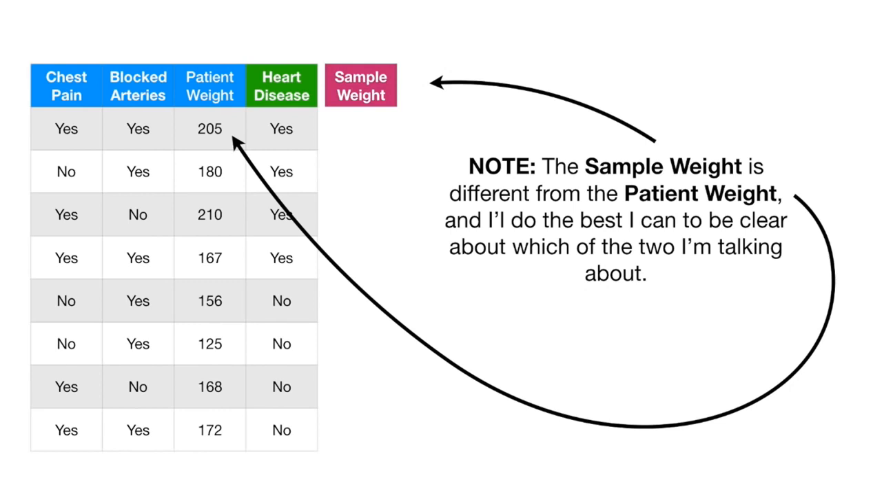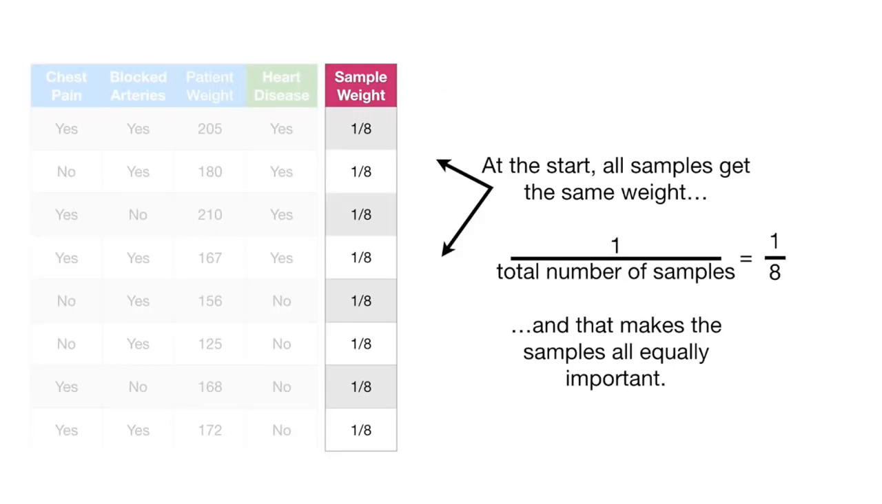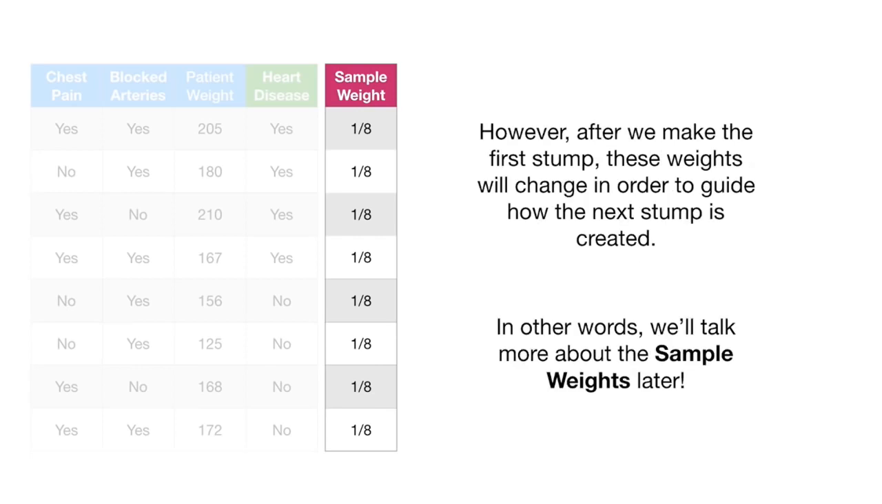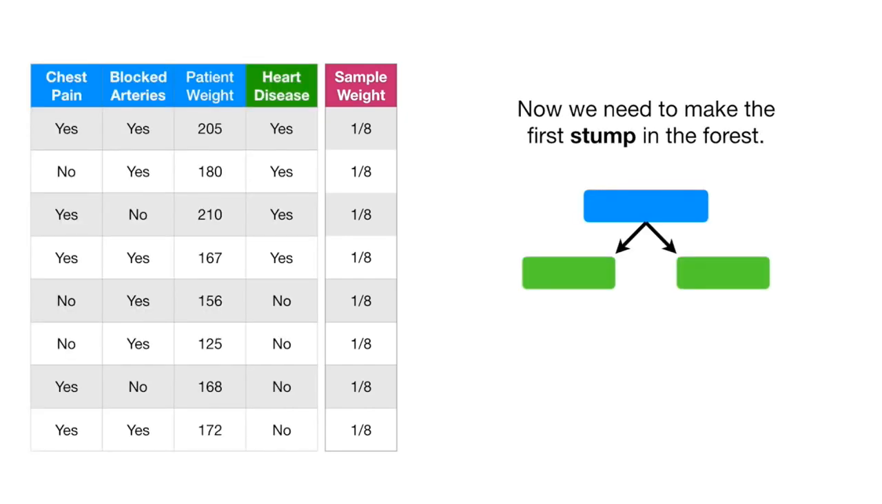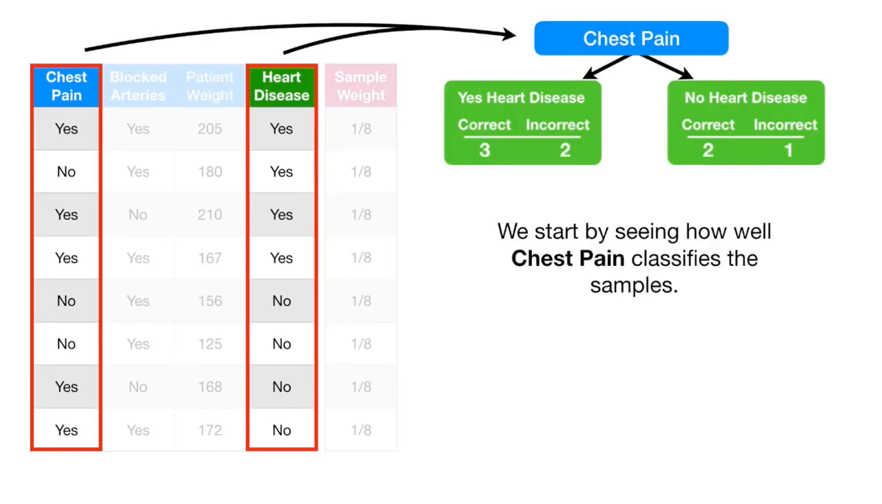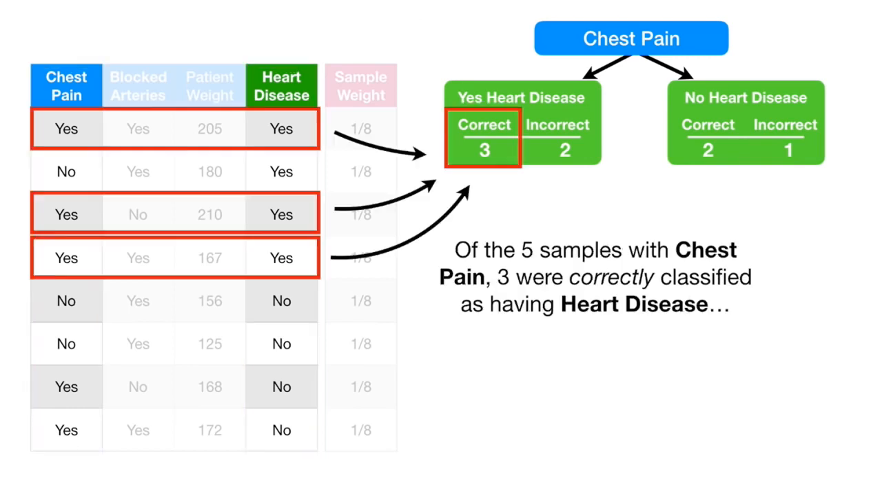At the start, all samples get the same weight, 1 divided by the total number of samples. In this case, that's 1/8, and that makes the samples all equally important. However, after we make the first stump, these weights will change in order to guide how the next stump is created. We'll talk more about the sample weights later. Now we need to make the first stump in the forest. This is done by finding the variable, chest pain, blocked arteries, or patient weight, that does the best job classifying the samples. Note, because all of the weights are the same, we can ignore them right now.